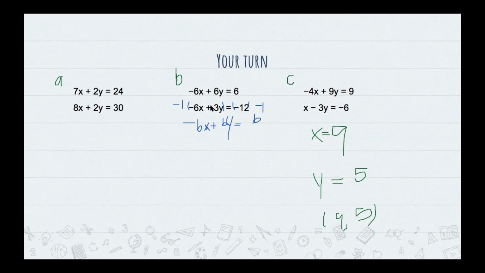All you're doing is multiplying by -1, so the sign would change. Just distribute the -1. So -1 times -6x gives you, all you have to do is change the sign. Yeah, positive 6x. How about -1 times positive 3y?